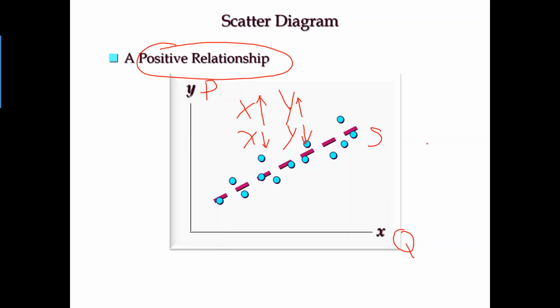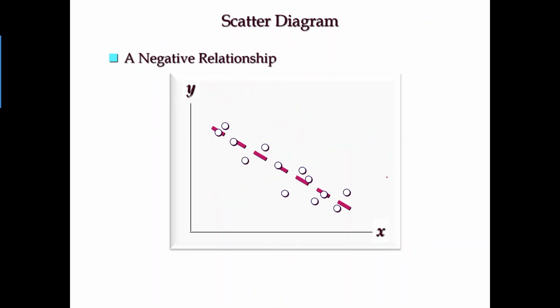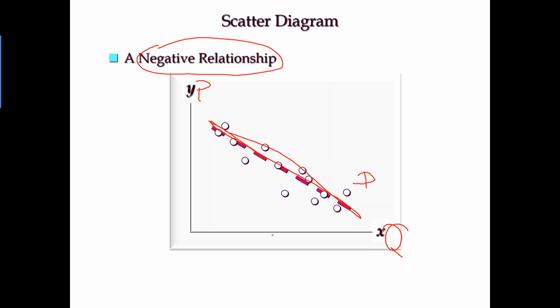The second relationship we will identify from your scatter diagram is like this. Your trend line is downward. When you see a downward trend line, that means X and Y have a negative relationship. Again, let's replace Y by P and X by Q. What kind of curve looks like this downward curve in your economics class? Yes, that's demand.